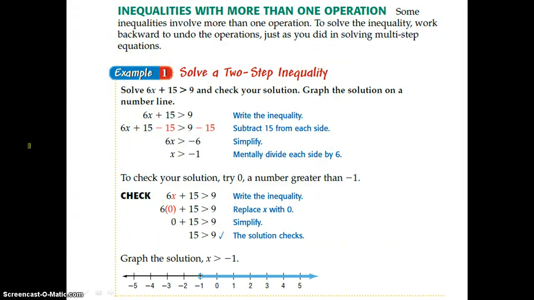Alright, so solving a two-step inequality. Here's an example. Make sure you write it down. The only thing I don't agree with here is the fact that they say to mentally divide each side by 6. I'd rather, actually I insist that you go ahead and show that you're dividing both sides by 6. But it's the same thing we've been practicing this whole entire time. If you wish to show subtracting 15 from both sides, that's completely fine.